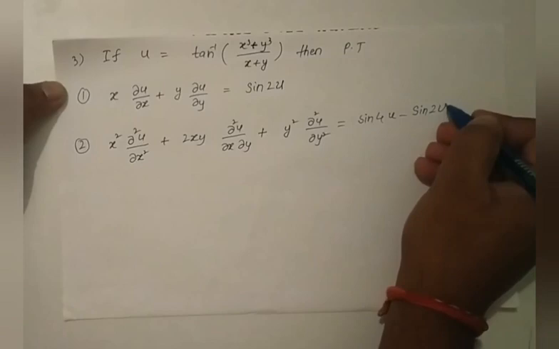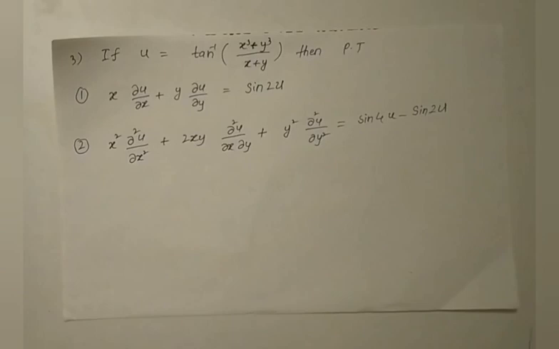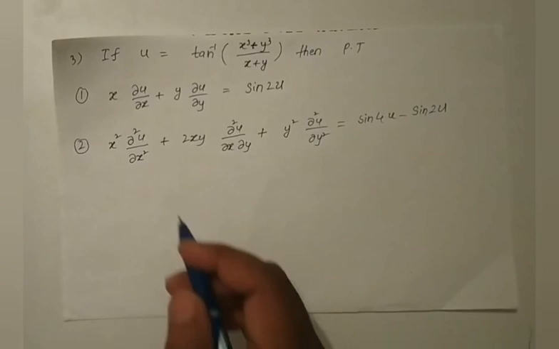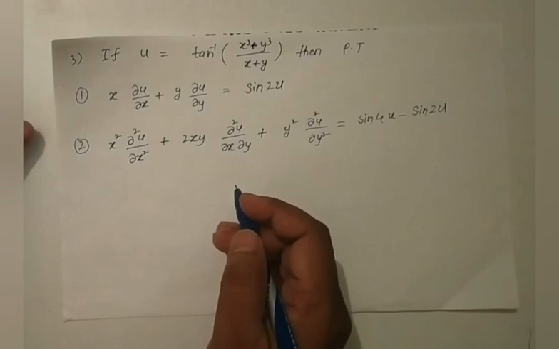If u is equal to tan inverse of x cube plus y cube by x plus y, then prove that, first one, x del u by del x plus y del u by del y is equal to sin 2u. Second one, x square del square u by del x square plus 2xy del square u by del x del y plus y square del square u by del y square is equal to sin 4u minus sin 2u.